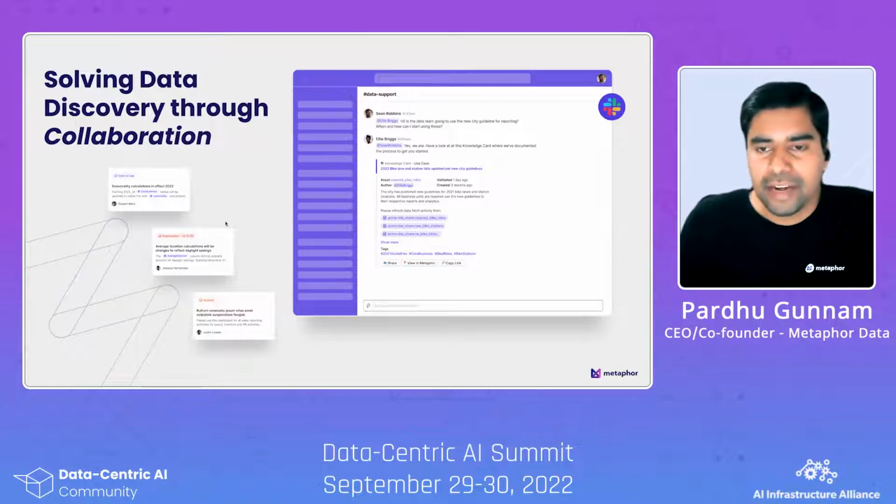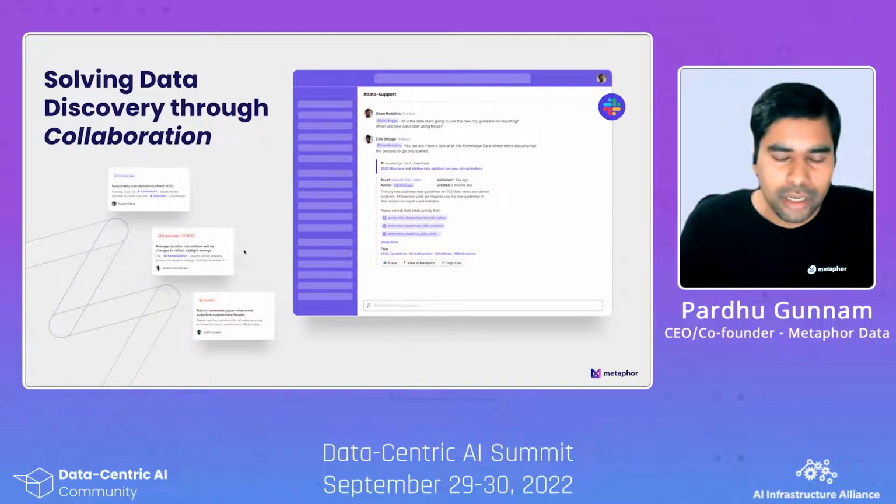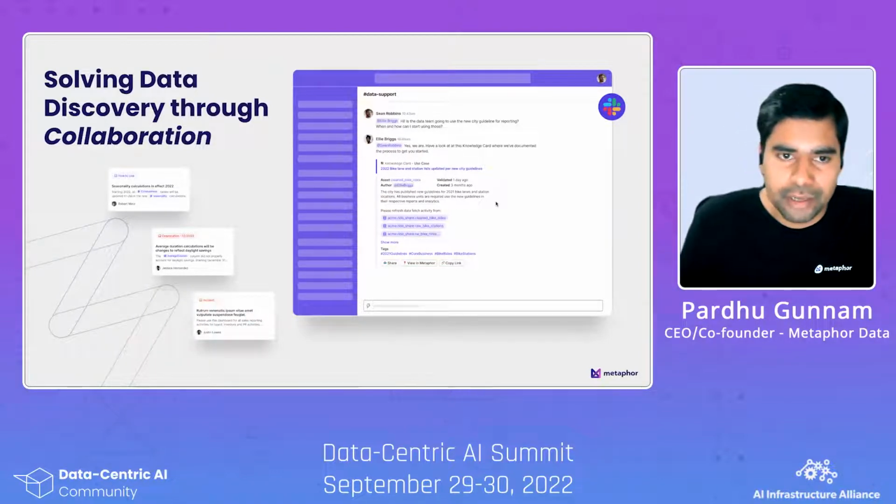You can see there is a wide variety of knowledge cards we support, like use cases, how to use it, deprecation notices, incident reports on what has happened, quality changes, etc., which helps you get full context of your data.